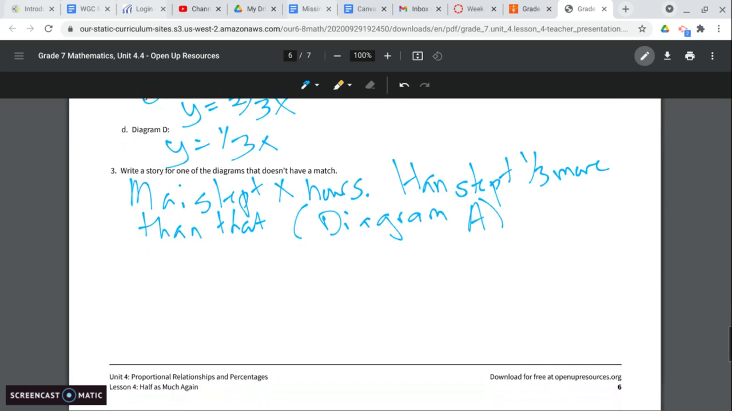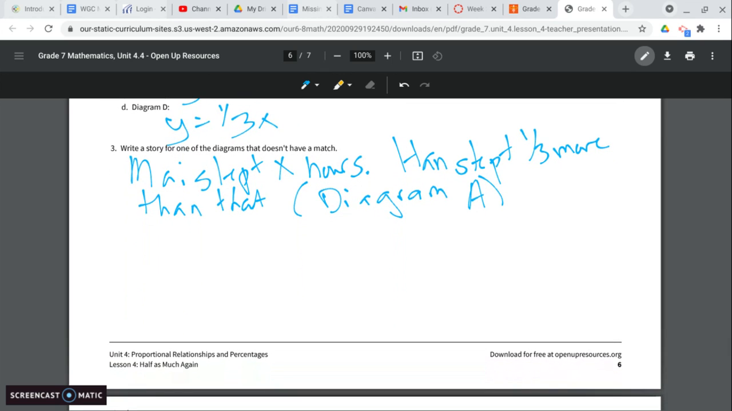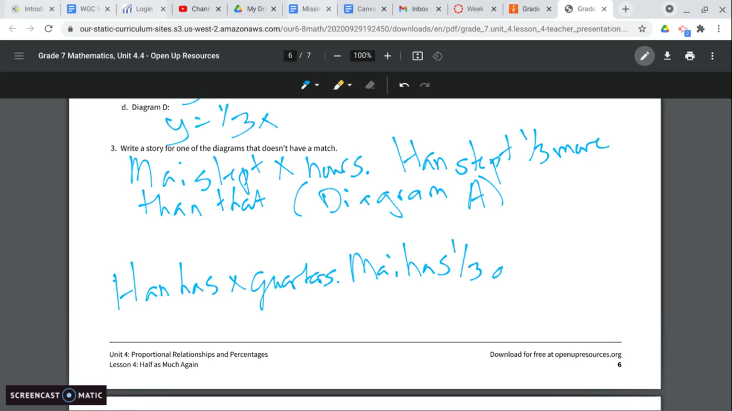For diagram D, because that was the other one that we didn't have one for, we can say Han has x quarters, Mai has 1/3 of that. And this, like I said, was for diagram D.